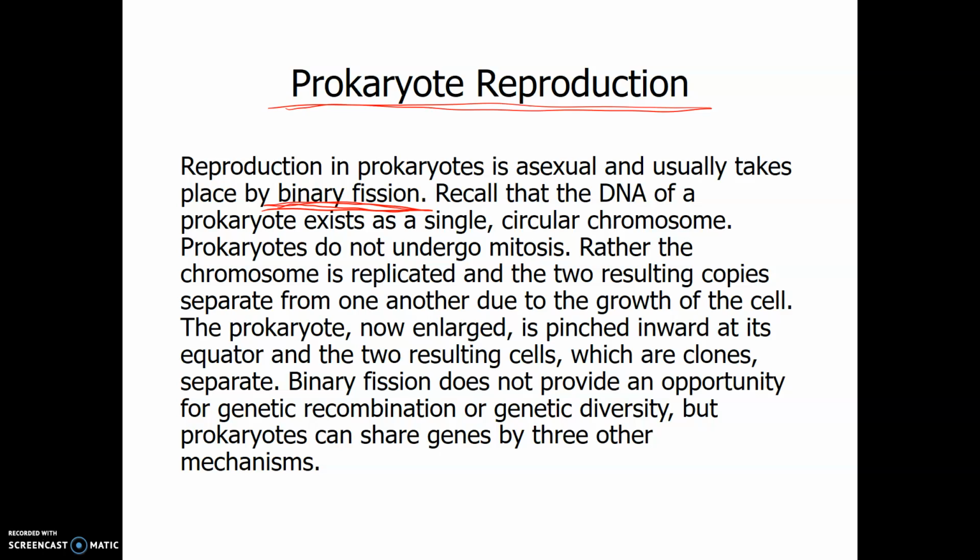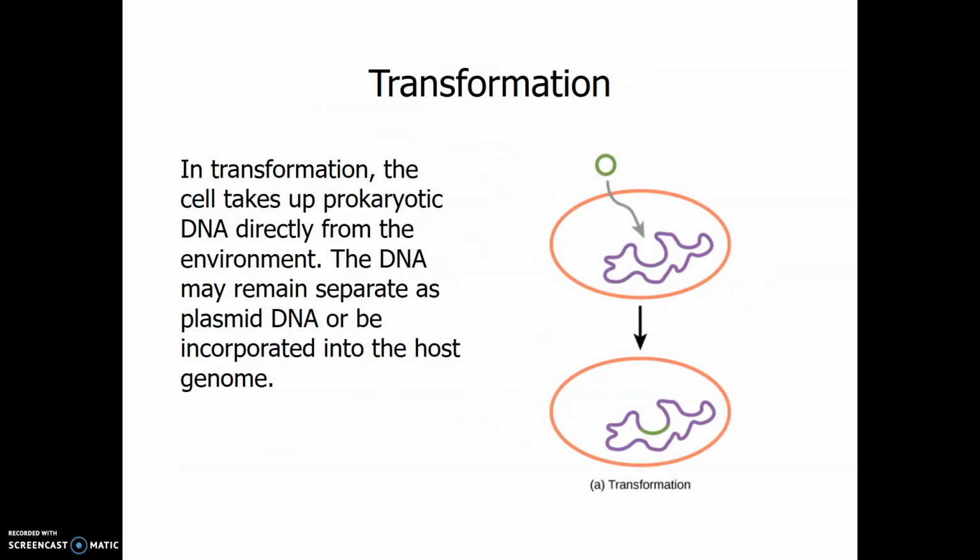So what the prokaryotes do is clone themselves. They literally clone themselves. And this is asexual. Binary fission is asexual reproduction. It doesn't give any opportunity for the bacterium to produce offspring with genetic variety. But there is a way for bacteria to increase genetic variety. One of these ways is transformation.